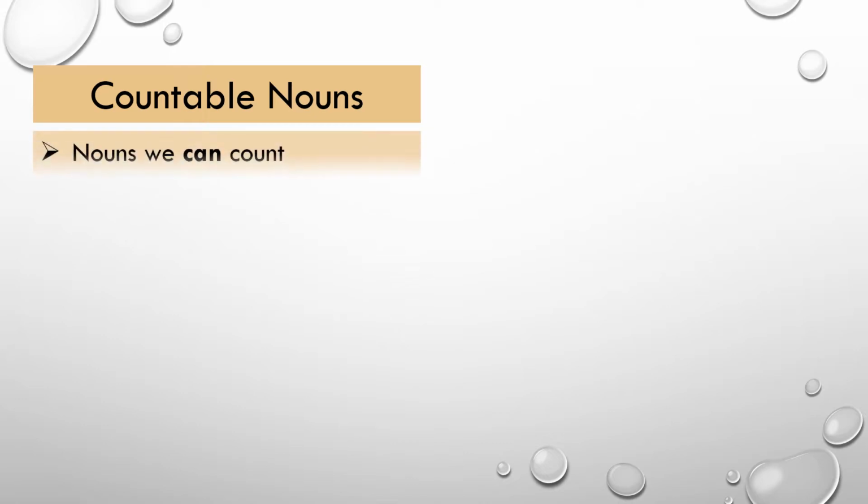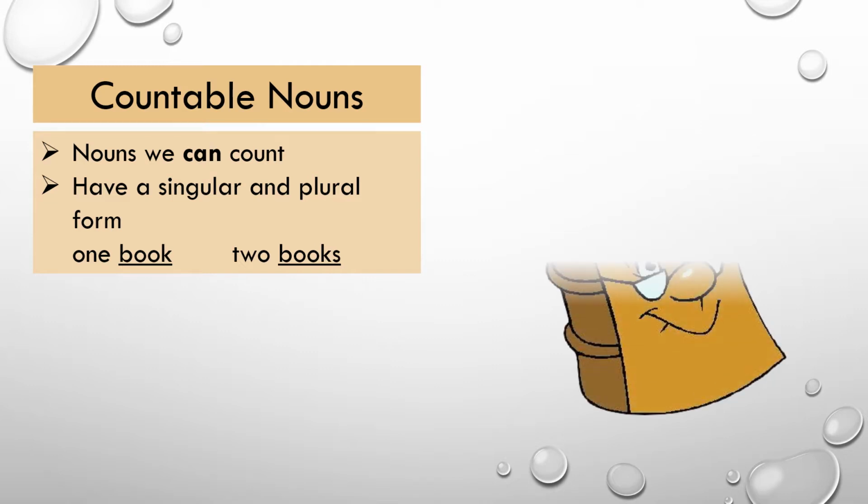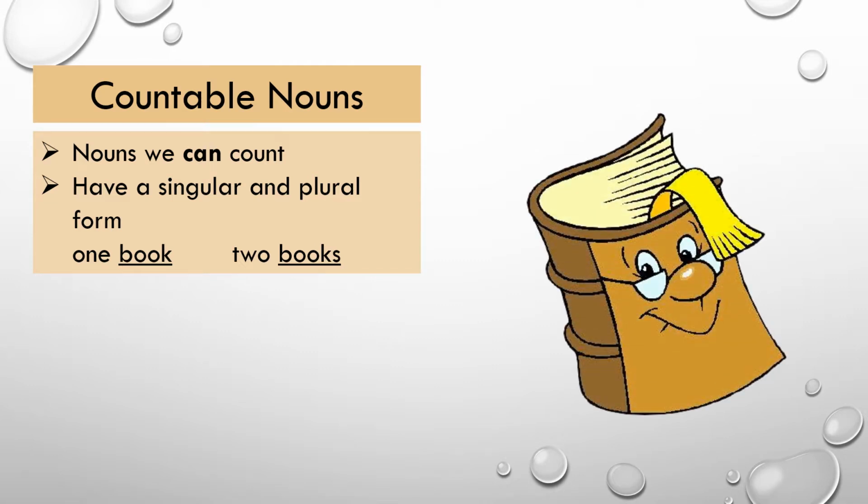Basically, nouns that we can count, such as elephants or leopards, are countable. Secara asasnya, benda boleh dibilang, contoh gajah atau harimau bintang ialah countable. Countable nouns have a singular and plural form. One book, singular. Two books, plural. Countable nouns, dia ada singular dan dia ada plural. Satu buku, singular. Dua buku, plural.